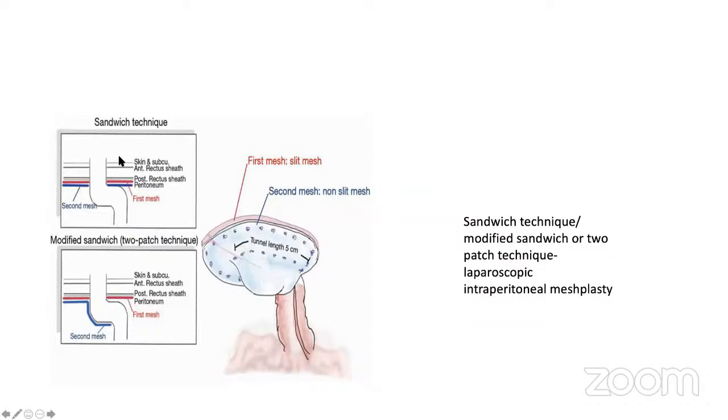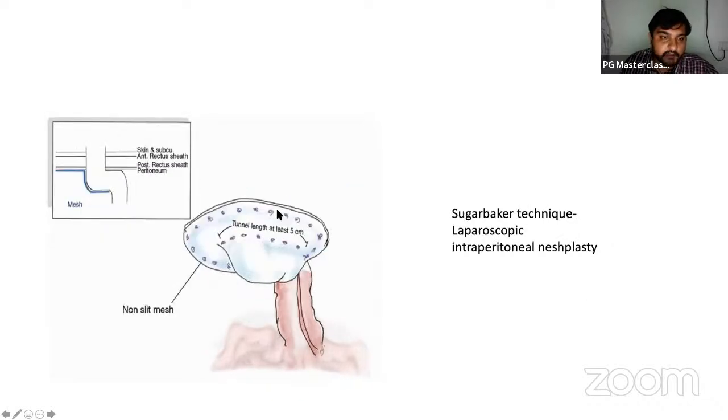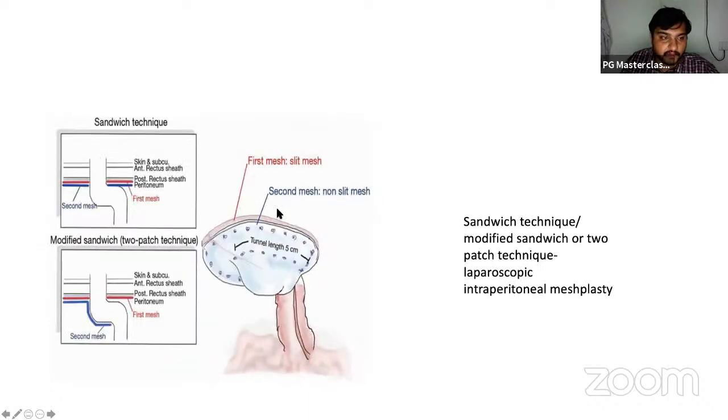In the sandwich technique, as we can see, one mesh is placed in the intraperitoneal region and the other mesh is placed in the preperitoneal region. So this is the initial sandwich technique in which both the meshes were placed by a keyhole technique and a tunnel was not made. In this modified sandwich technique or two patch technique, the second mesh which is placed intraperitoneally is in a Sugarbaker manner, and the one placed in a preperitoneal plane, or which can be kept in the posterior rectus sheath, retrorectus plane, is a slit mesh or done by a keyhole technique.